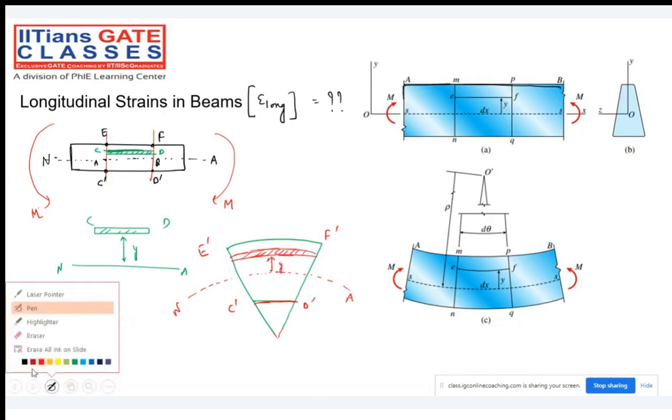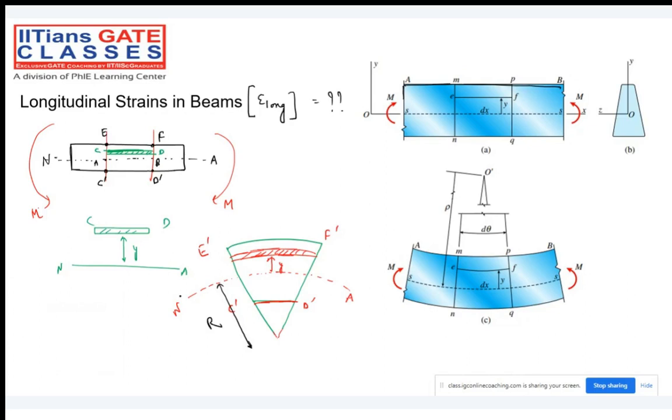For example, I'm taking the radius of curvature from here to here. This is my radius of curvature, which subtends an angle, something like this. Why am I able to make this circle? Because the bending moment is constant, the radius of curvature will be constant. R is the radius of curvature.